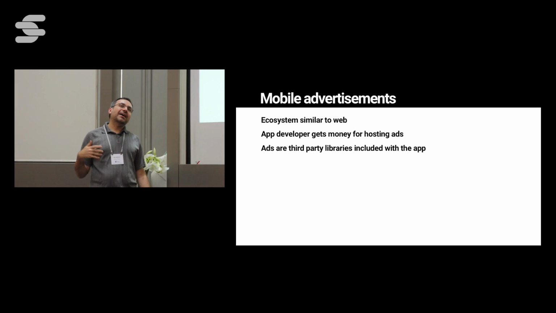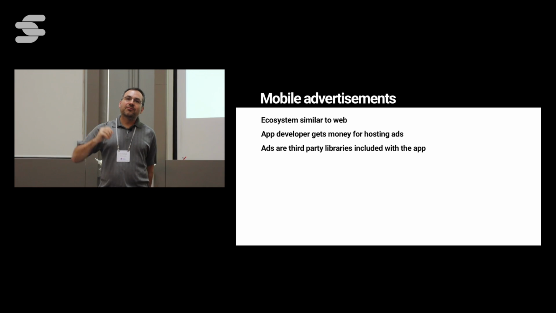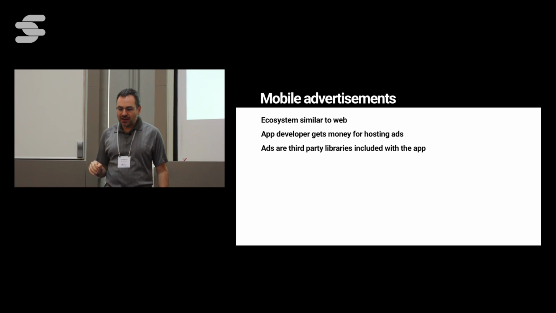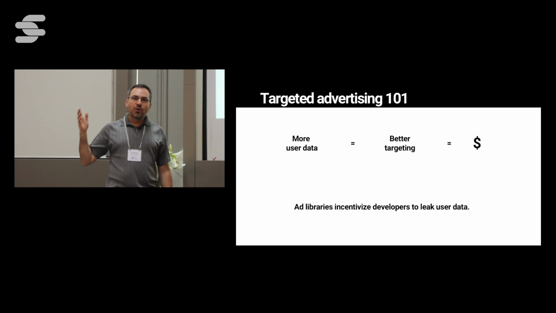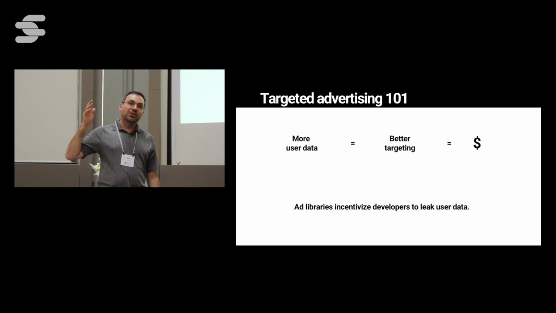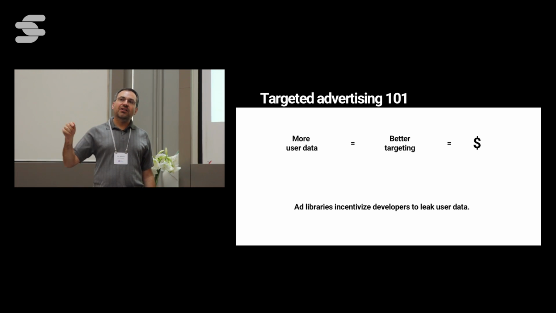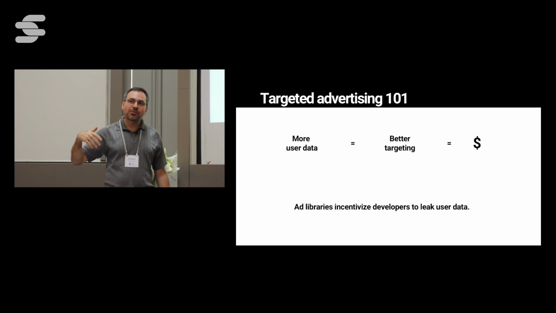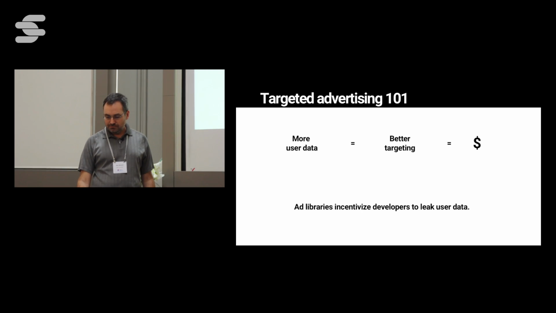So to understand the mobile advertising universe, it helps to understand the web advertising universe, because it's the same exact back end. App developers host ads, and when users click on them, the app developer gets some money. So how do you do ad targeting? The more user data you have, the better you can target the app and the more money you make. Which means that advertising libraries incentivize the apps to tell them things about the user, because then they'll make more money, because the users will be more likely to click on a well-targeted ad.